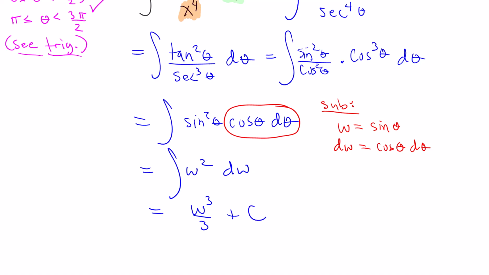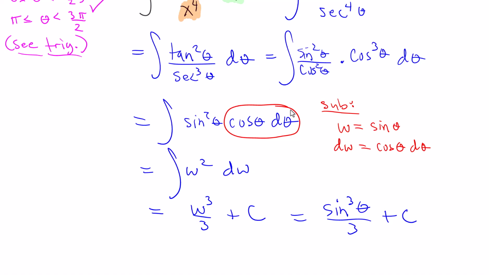But remember, when you're doing substitutions, nobody really cares about the substitutionary variables. So we have to go back actually a couple steps. Most immediately, w is equal to sine theta. So if we go back and replace that, our current result will be sine cubed theta instead of w cubed. And that's all over 3 still. So sine cubed theta over 3 plus c is where we are so far.